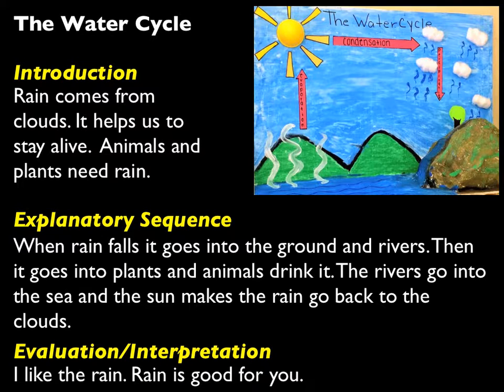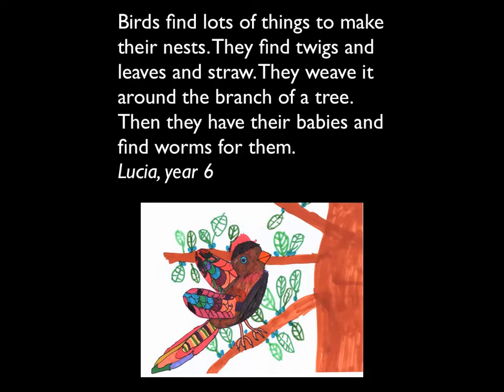Here's another example of an elementary student's explanation. Birds find a lot of things to make their nests. They find twigs and leaves and straw. They weave it around the branch of a tree. Then they have their babies and find worms for them.